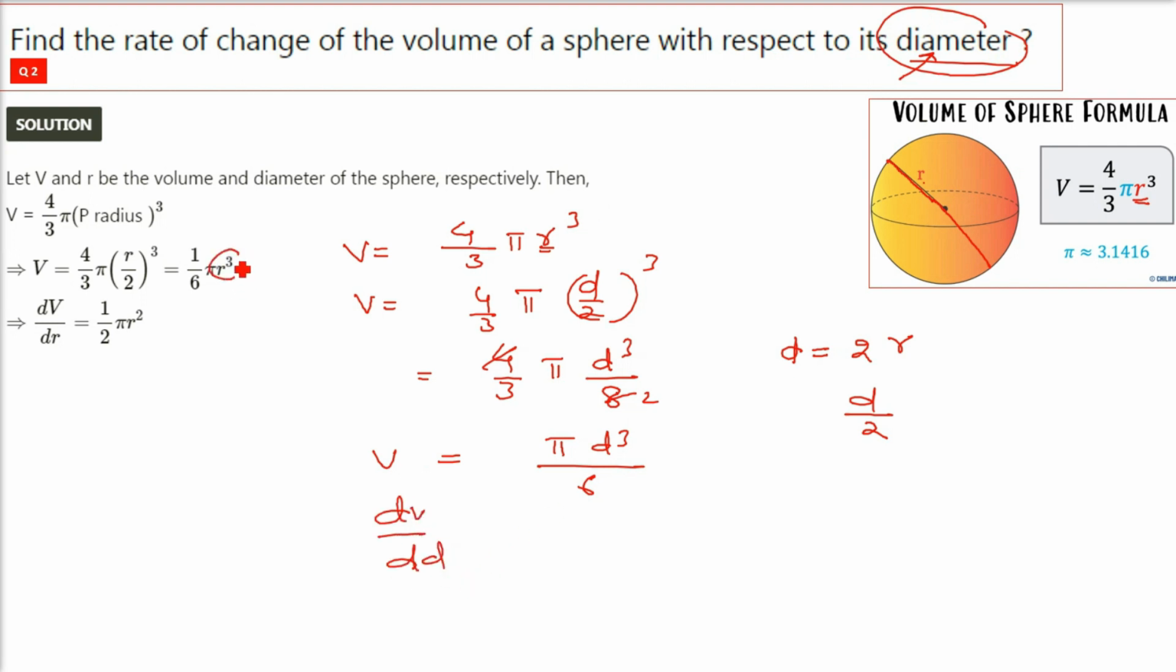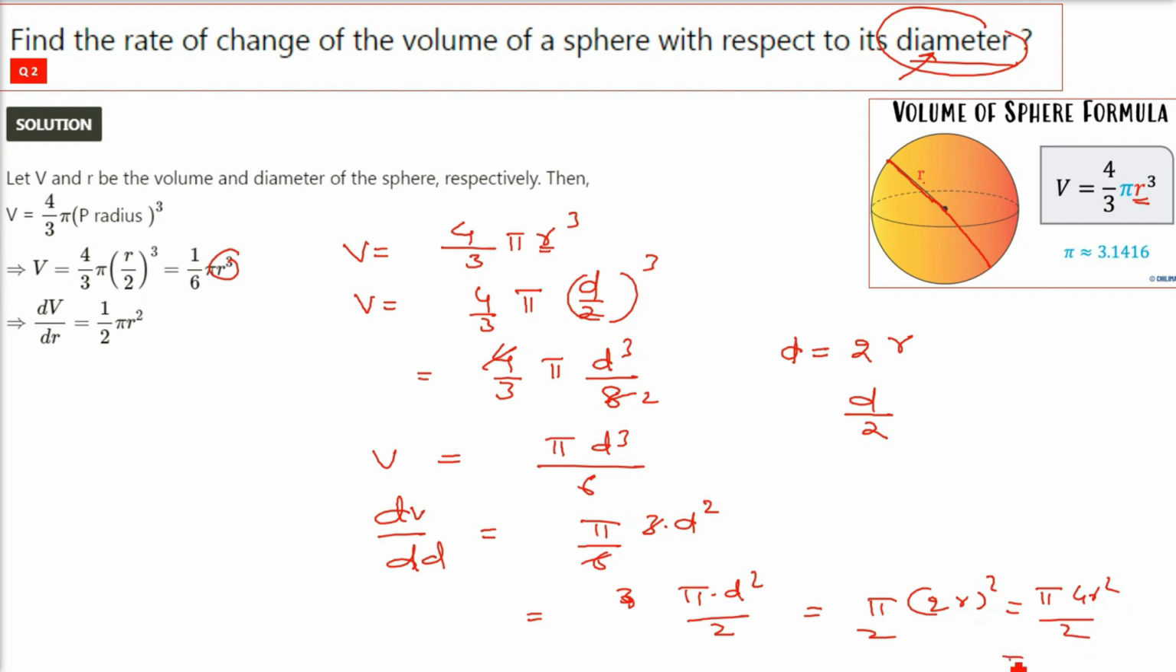I wanted d to be there because otherwise we can only differentiate with respect to r, but the question is saying differentiation with respect to diameter. So I'm just having a diameter here. So the derivative of d cube is 3d square. Now you can write this as pi d square divided by 2. Now you can anytime replace d by 2r, or if you don't want to, you don't do it. So d is 2r whole square, pi 4r square by 2, this is going to be 2 pi r square. That is how it is going to be answered. Please remember that, alright? So that is the relation.